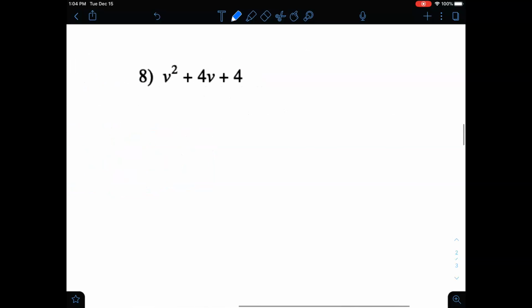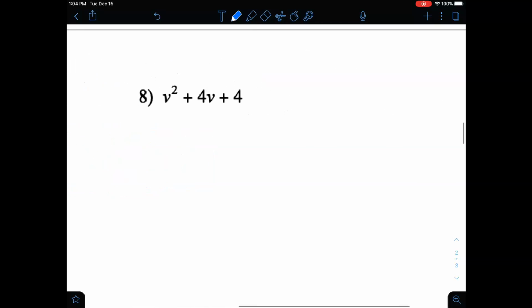All right, number 8, v squared plus 4v plus 4. Is v squared a perfect square? Yep, the square root is v. The square root of 4 is 2. What is double 2 times v? Is that 4v? It is.